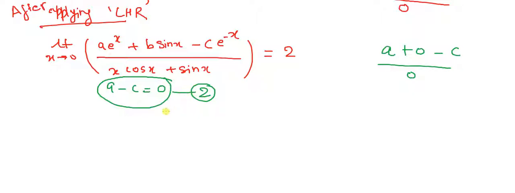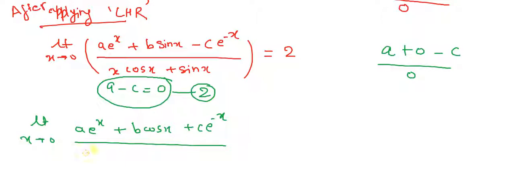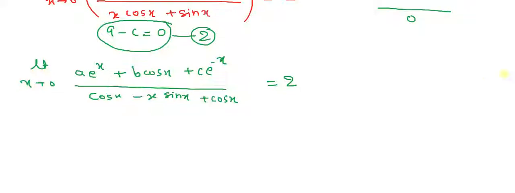The next step is that you differentiate the function again. You'll have to differentiate till the time you receive your exact answer. So let's differentiate again. We'll see limit x tends to 0, a e to the power x plus b cos x plus c e to the power minus x, whole divided by cos x minus x sin x plus cos x, equal to 2.